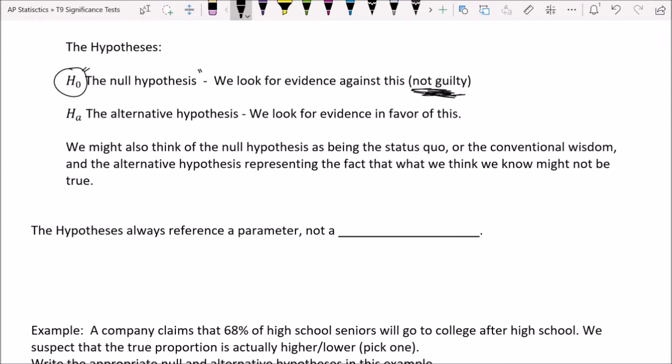And notice, in a criminal trial, there's no such thing as being proclaimed innocent. Remember, they say guilty or not guilty when they read the verdict. That part does line up with statistics really well. So we never get to say that the null hypothesis is true. But what we're trying to show is that it's not true, and that it would make more sense to accept the alternative hypothesis.